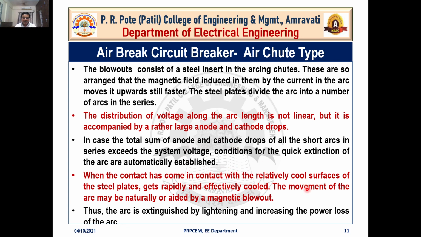Now when the arc comes in contact with the relatively cool surfaces of the steel plates, it is rapidly and effectively cooled. The movement of the arc may be natural or aided by the magnetic blowout, as we have mentioned. Because of the magnetic flux produced, the arc can be moved from bottom to the upward side. Thus the arc is extinguished while lengthening and increasing the power loss of the arc.